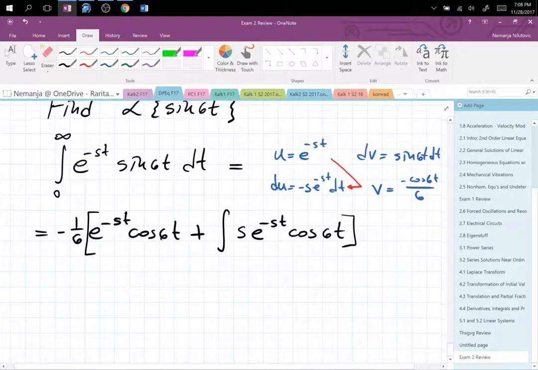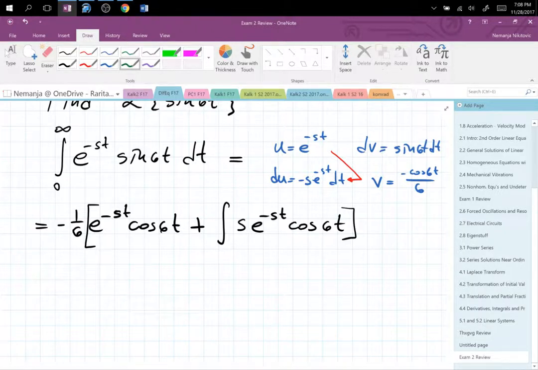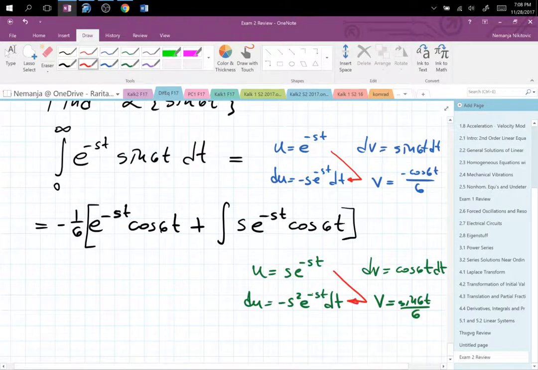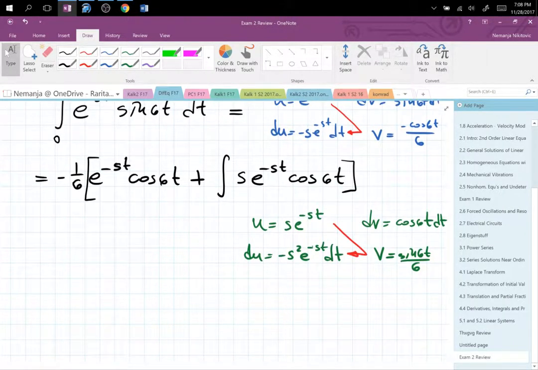So now we have another integration by parts. We are going to say u equals s e to the negative st, and dv is equal to cosine 6t dt. The du is equal to negative s squared e to the negative st dt, and then v is equal to sine of 6t over 6. We still have negative 1 over 6 outside the bracket.